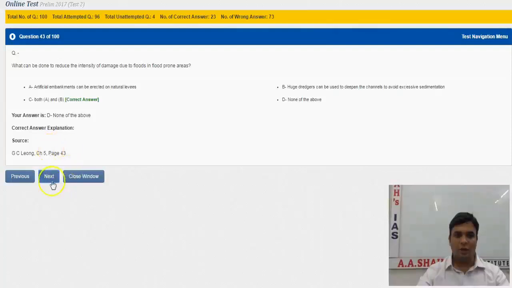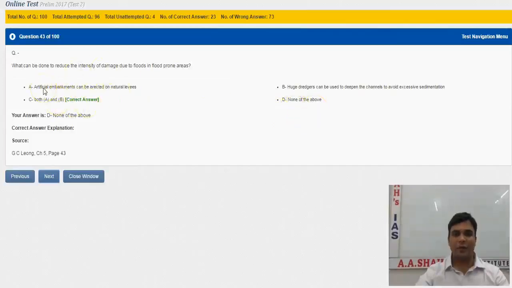So as we move along, what we see is that there is a question on floods. What can be done to reduce the intensity of damage due to floods in flood-prone areas? A: Artificial embankments can be erected on natural levees. B: Huge dredgers can be used to deepen the channels to avoid excessive sedimentation. C: Both A and B. D: None of the above. The answer is both A and B.